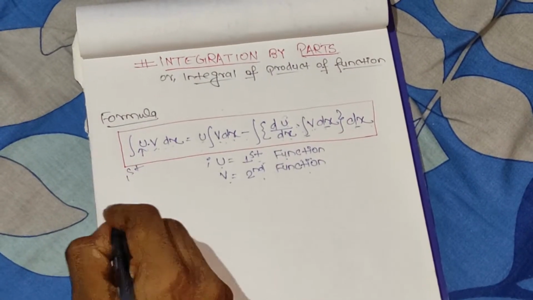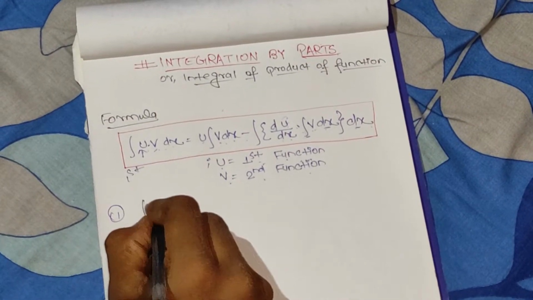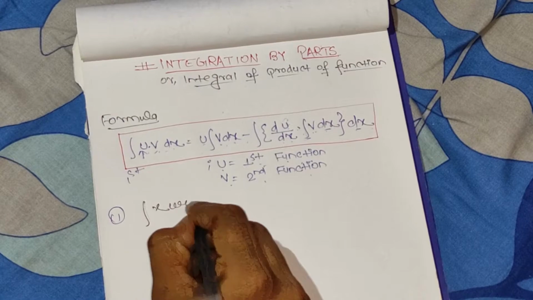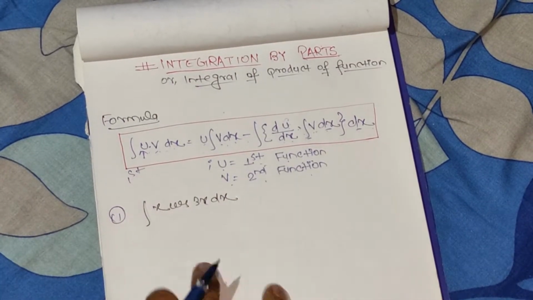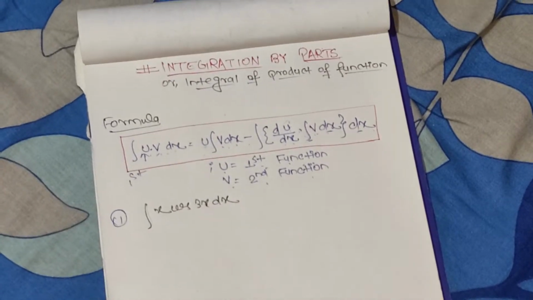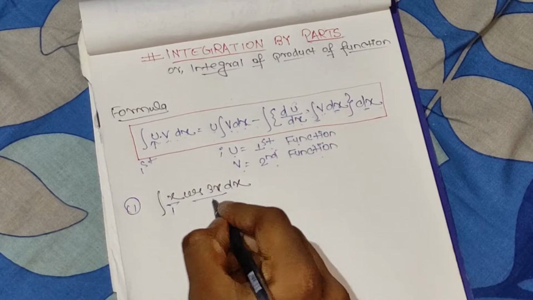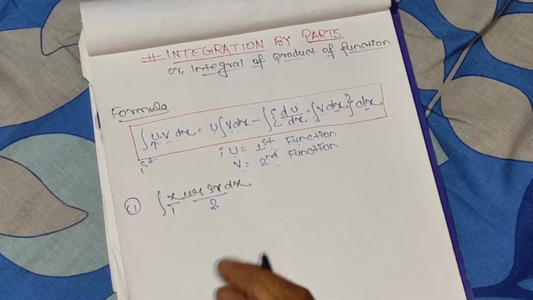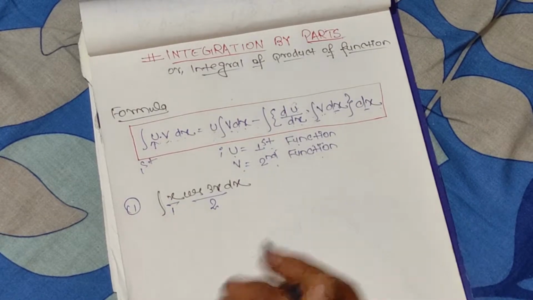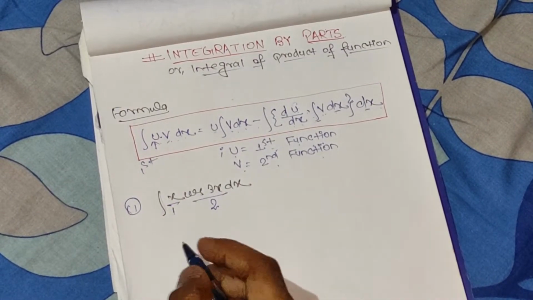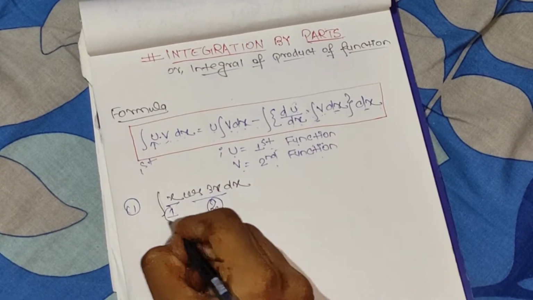So let's see one example that will help you to understand. The question is to find the integration of x cos 3x dx. We will assume this is the first function and this is the second function. How you can justify and choose the first and second function, we will see in the upcoming few minutes.